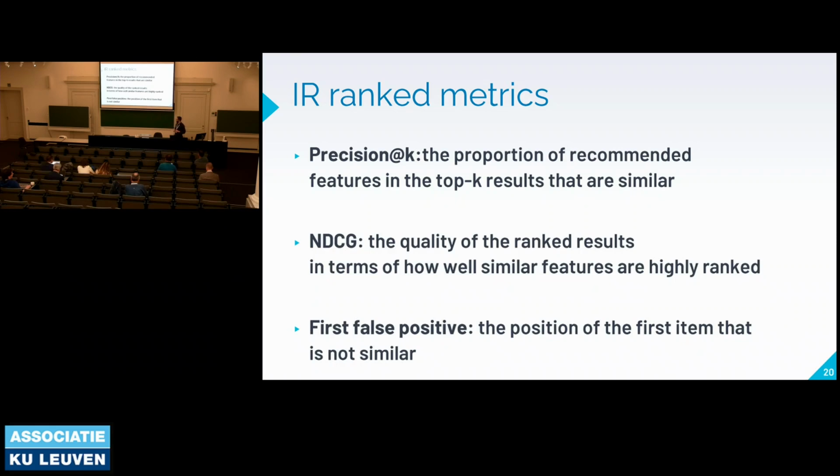And last, we also used first false positive, which measures in which position we have the first wrong recommended feature. So in which position do we have a feature that is rated in the oracle with a 0.